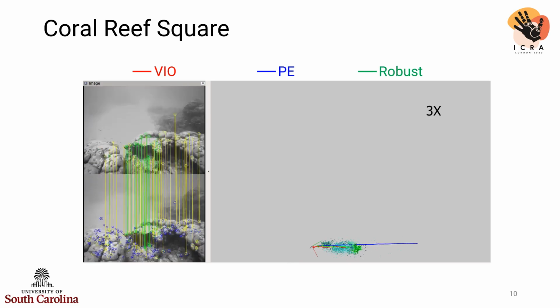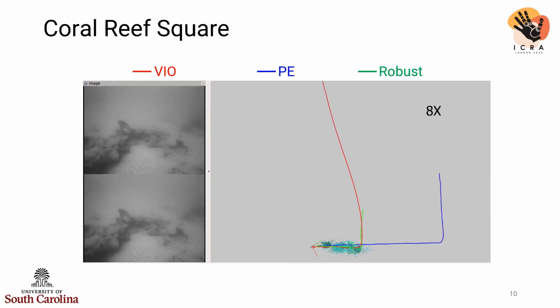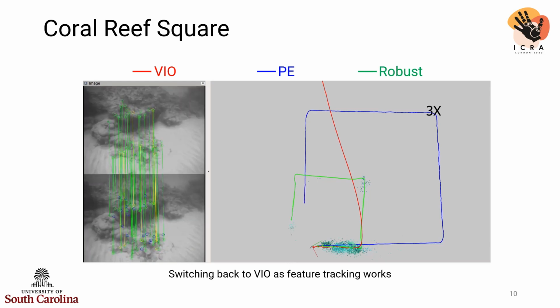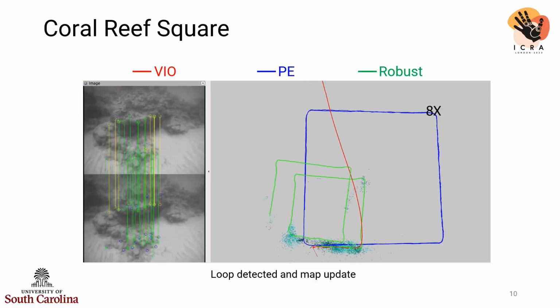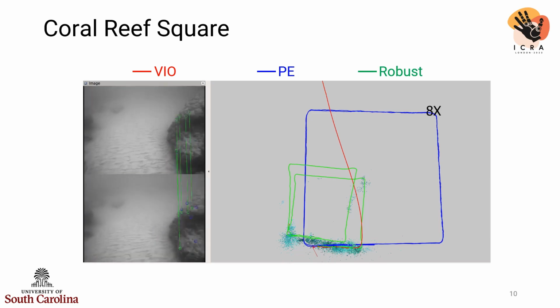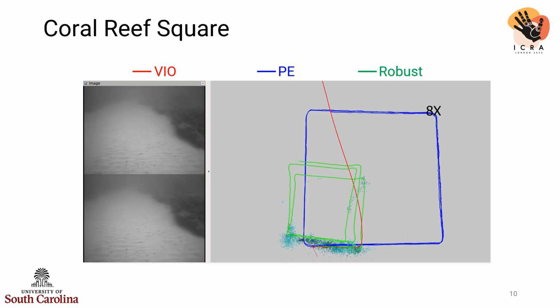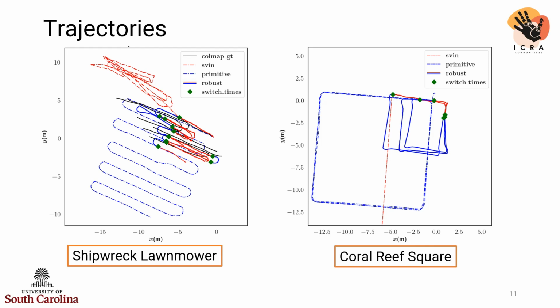In this dataset, the VIO diverges when Aqua-2 moves over the sand and the robust estimator switches to the primitive estimator. When the AUV sees the corals again, it switches back to VIO. The whole trajectory is optimized after loop closure. It should be noted that only VIO keyframes are used for loop closure. The images show final trajectories of the VIO, primitive estimator, and a combination of both. The green diamonds show where the switching took place.